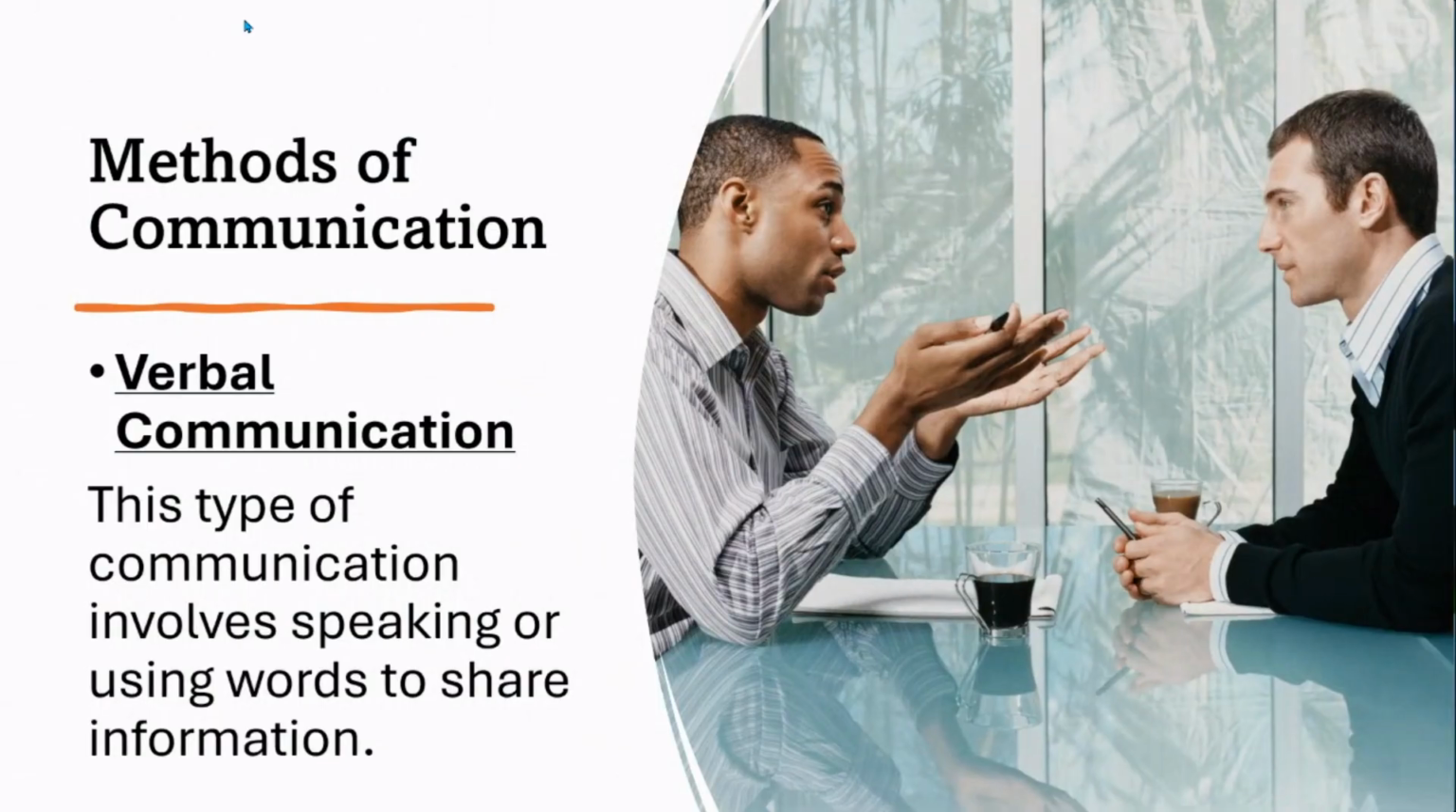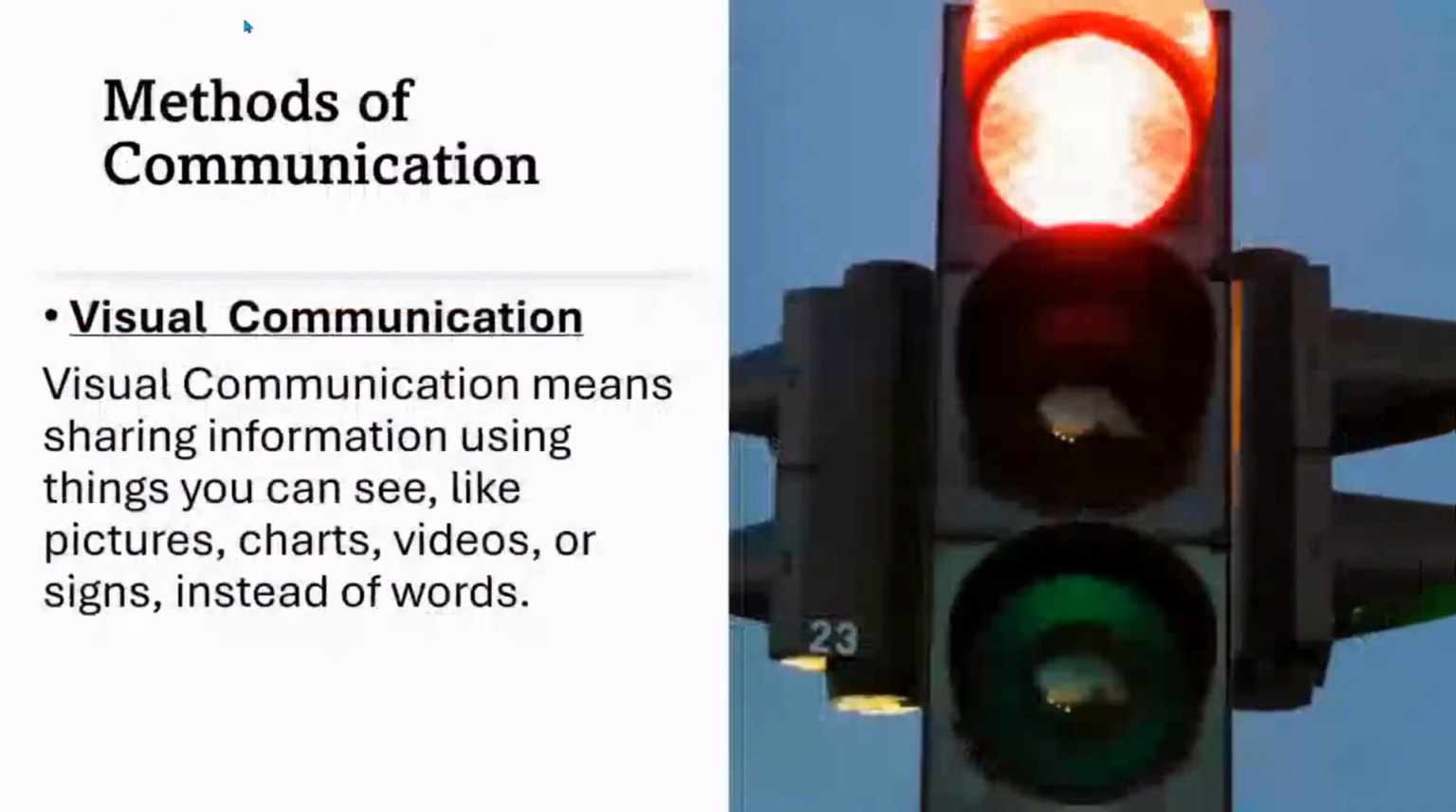The next one is visual communication. Visual communication means sharing information using things you can see, like pictures, charts, videos, or signs instead of words. So take for instance, we have the stoplight sign right there. We're not seeing any words written on this sign. Nobody's there talking. But we do know that each of these lights signifies something. So whenever the red light comes on, all the vehicles will stop.